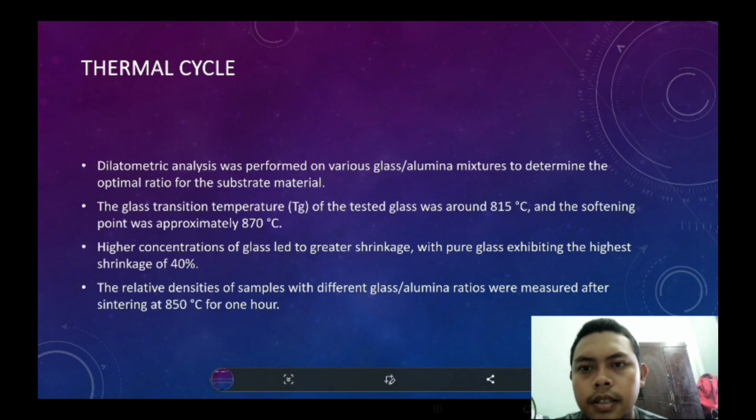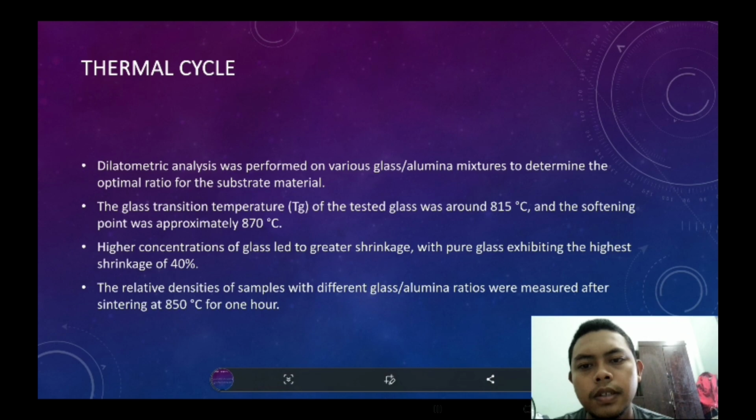A thermal cycle and ellipsometric analysis was performed on various glass alumina mixtures to determine the optimal ratio for the substrate material. The glass transition temperature of the tested glass was around 815 degrees Celsius and the softening point was approximately 870 degrees Celsius. A higher concentration of glass led to greater shrinkage, with pure glass exhibiting the highest shrinkage of 40%.